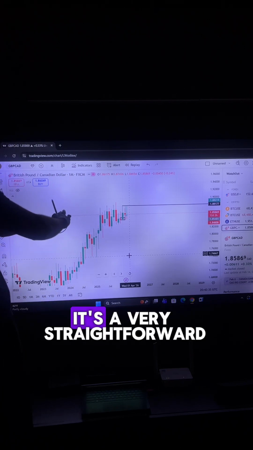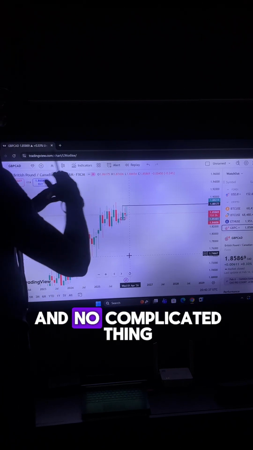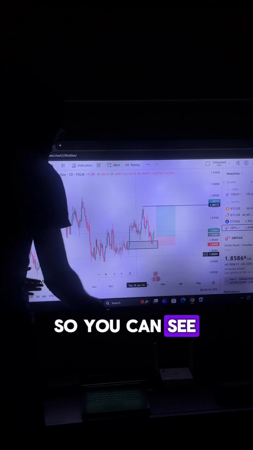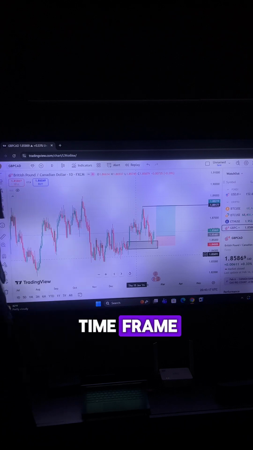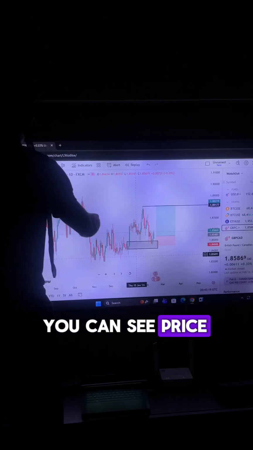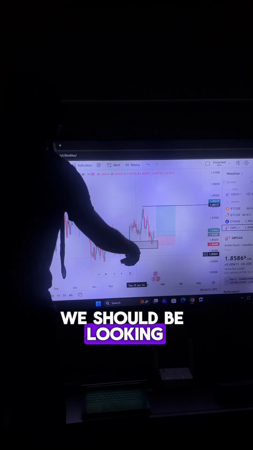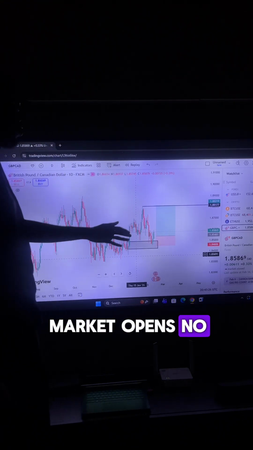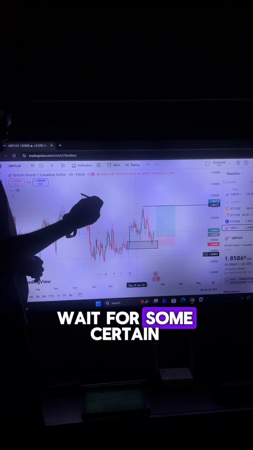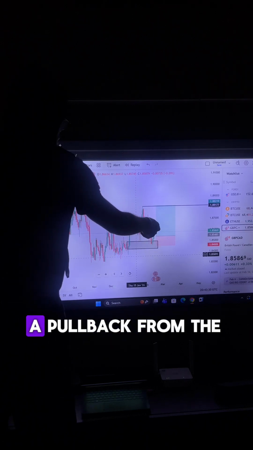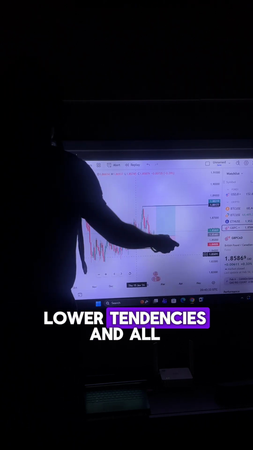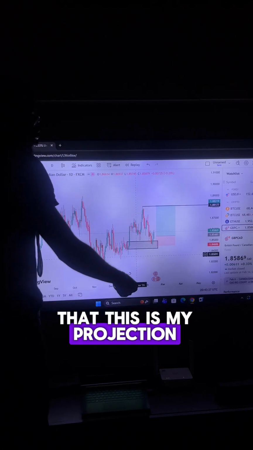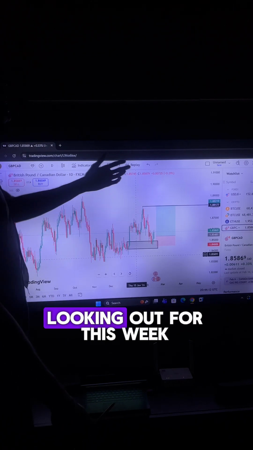And considering it's very straightforward and not complicated, you can already see everything marked out. You can see it clearly on the daily time frame. Price is at a demand zone, we should be looking out to buy. It doesn't mean that I'm just going to buy immediately when the market opens. No, I'm definitely going to wait for a certain bit of pullback from the lower time frames before I enter. That's why I'm putting it here as my projection. So let's go to the next pair I'm looking out for this week.